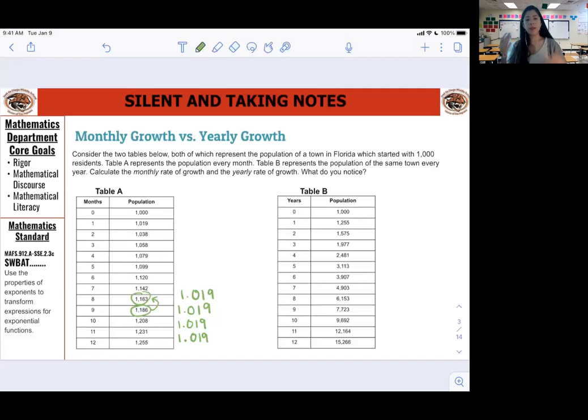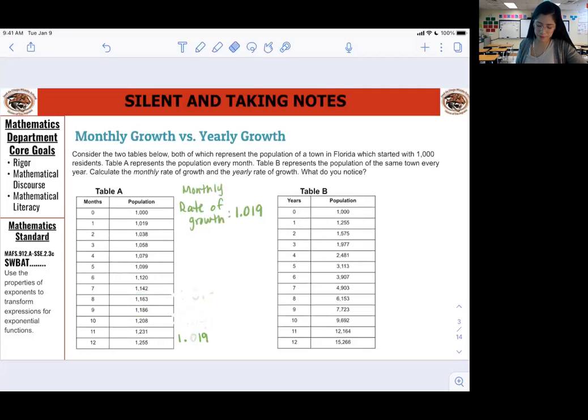So long story short, if you divide, and if you go all the way to the top, you'll still notice that you get the same exact value. You still get 1.019. So that number is my rate. My rate of growth is 1.019. But actually, this is my monthly rate of growth. Whatever number keeps showing up on your calculator, that's your rate of growth.